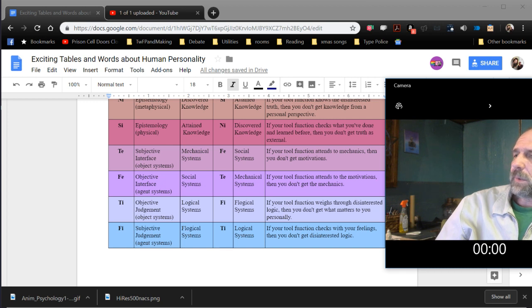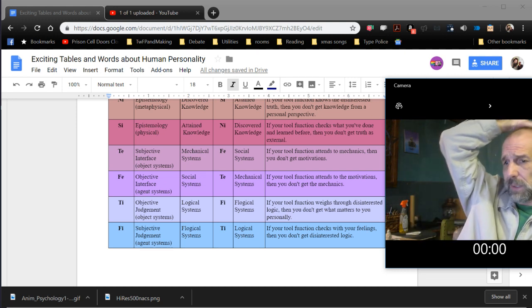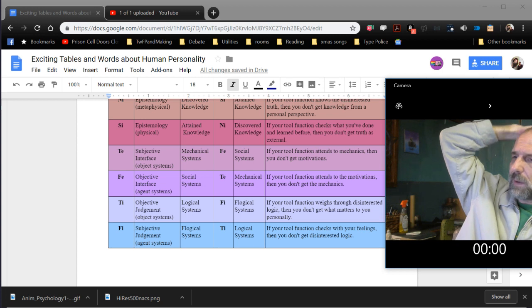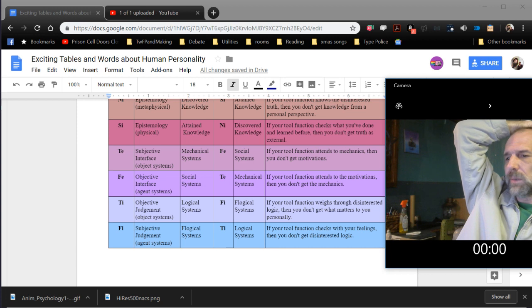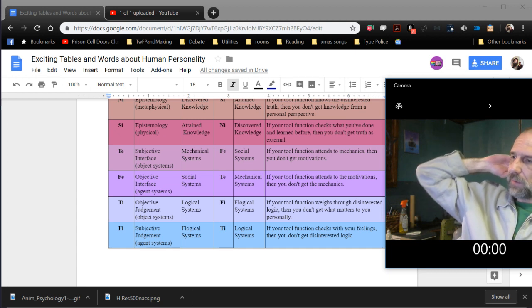Tool, TI. If TI is your tool function, objective judging systems like mine is, then logical systems is your locus of tool attention, and FI, feelings logic, is the thing that uses your polar, and you don't get it. If your tool function weighs through disinterested logic, you don't get what matters to you personally. If FI is your tool function, then you have subjective judgment as your area of tool usage, and TI would be your polar, because logical systems are things you just don't get.